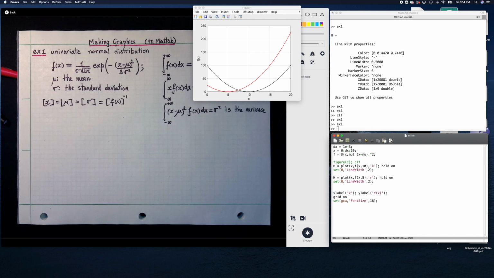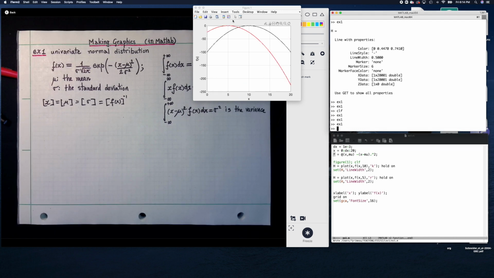Now I'm going to flip the sign, like here. So I'll put a minus and run it again. EX1. Now they're the same, but they're parabolas that are pointing downwards. The curvature is negative because I have a maximum.